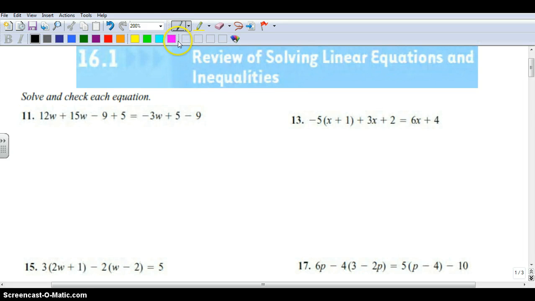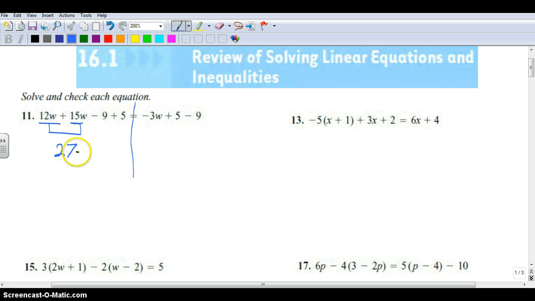Okay, chapter 16.1, it's really just a review for the most part, especially if you took 308. So we're going to start by just solving linear equations. It's pretty simple, just one variable. So sometimes we like to draw the line to differentiate the two sides, and first thing we do is combine like terms on each side separately.